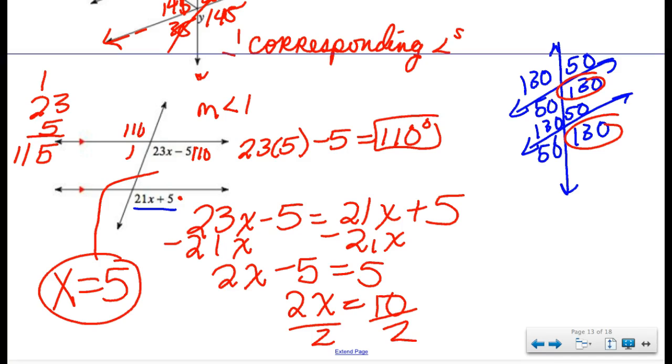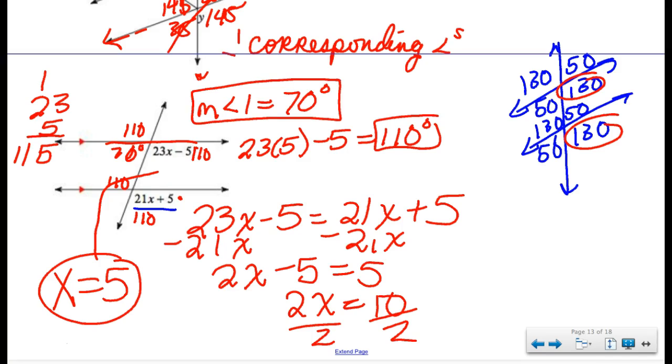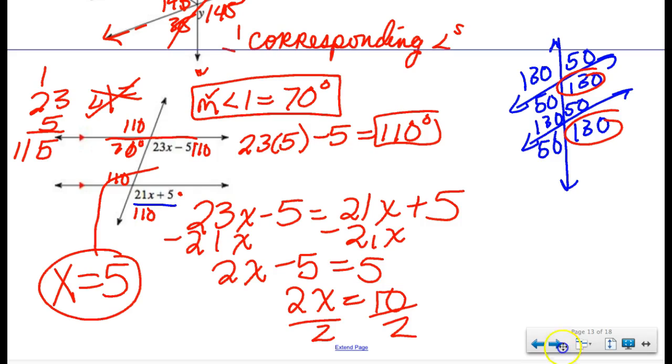The one across from it, the corresponding one, and the one across from that. All the others are supplementary to that one because these two make a line together. So angle 1 is going to be 180 minus 110, or 70 degrees. So the measure of angle 1 is 70 degrees. Remember to use proper notation for that. You wouldn't say angle 1 equals 70 degrees because angle 1 is a picture. In order to replace it with a measure, you need the m in front of it.